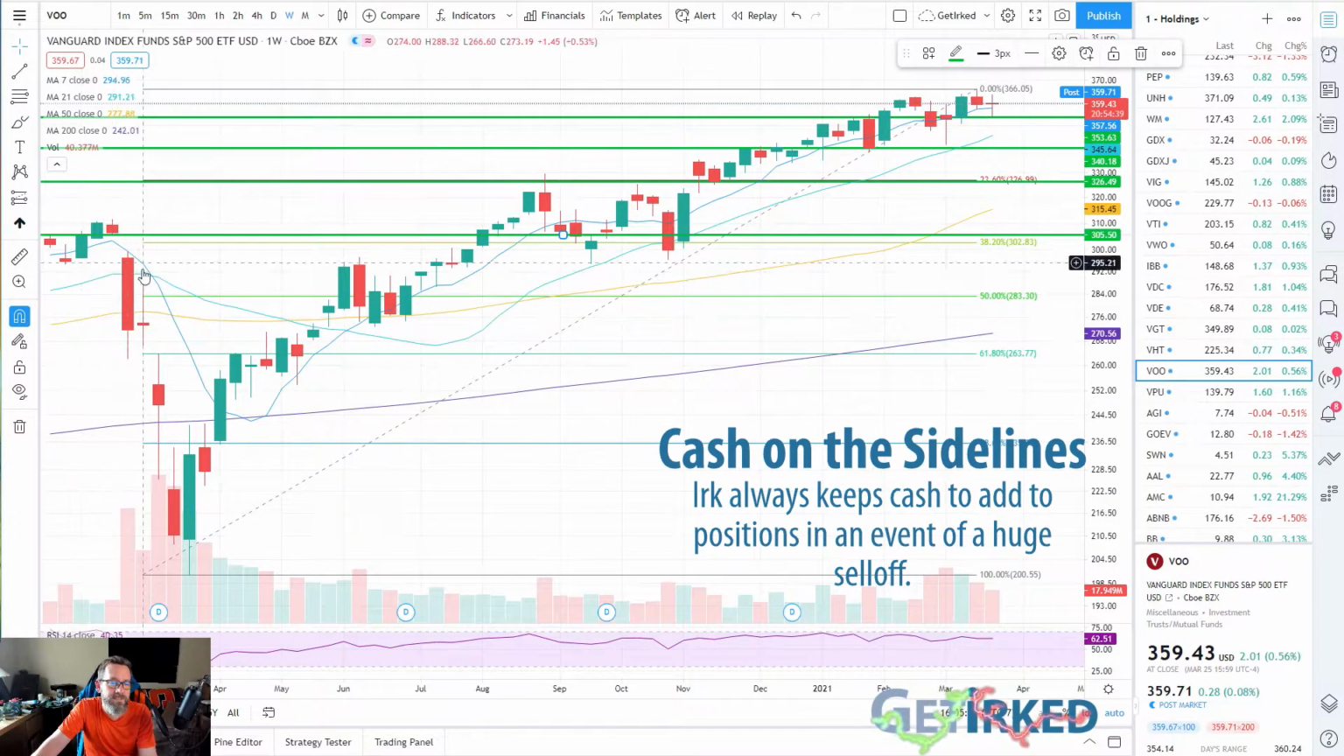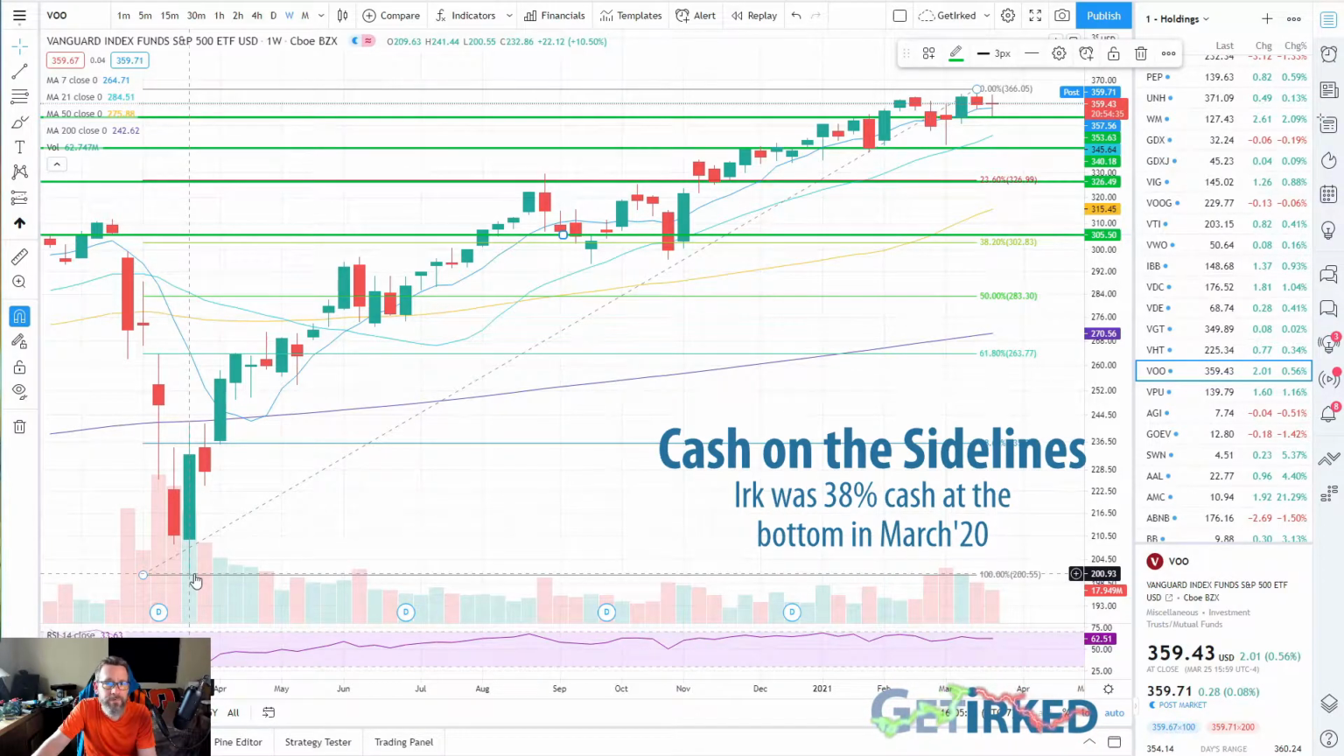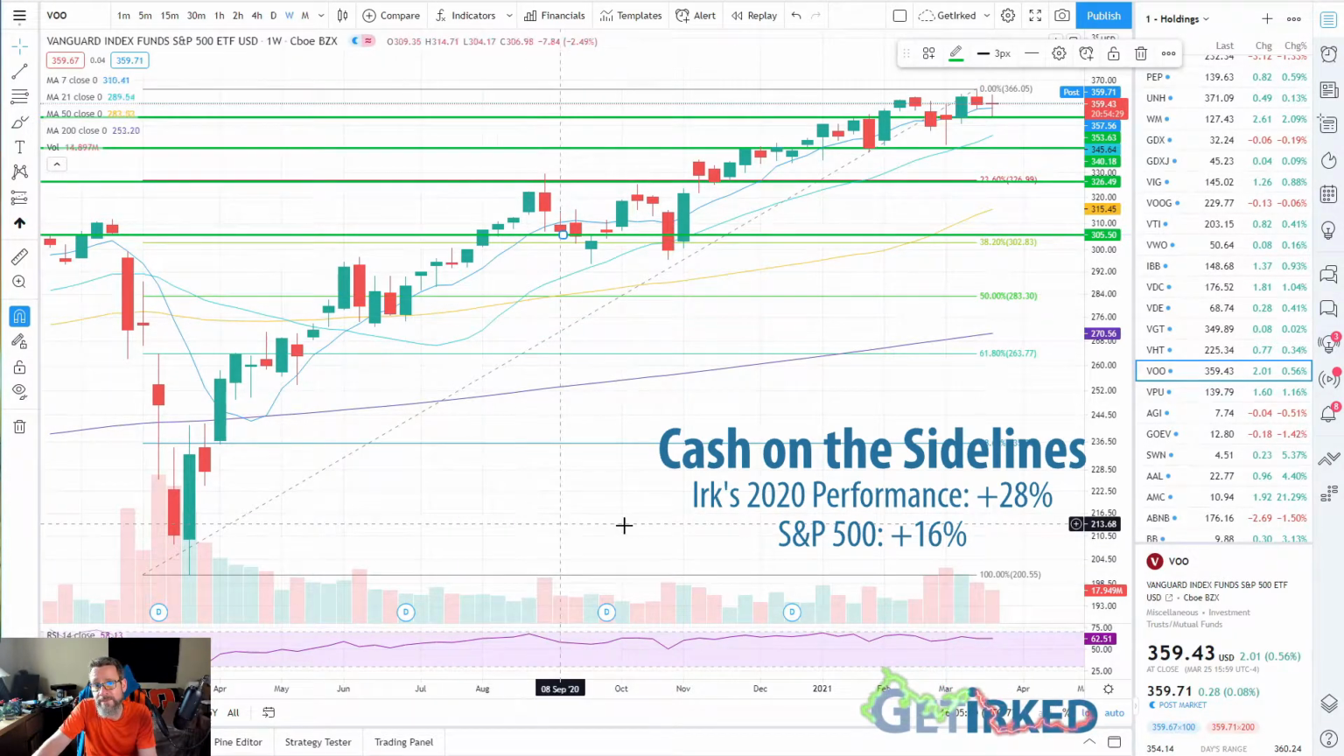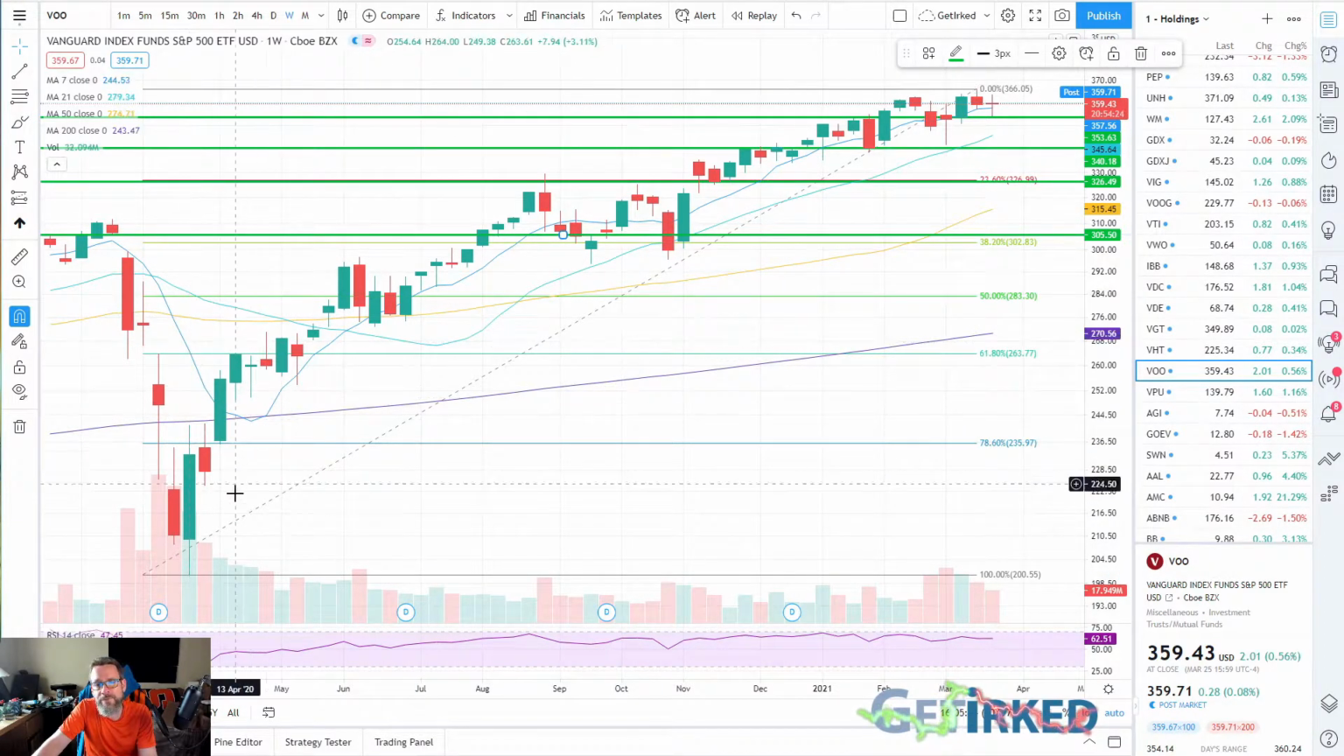When we went into this sell-off last March, even at the bottom, I had 38% of my portfolio in cash, and at the end of the year, I still finished at about 28% up versus the S&P 500 16% up. Having cash on the sidelines enables you to be able to buy all the way down, even if you don't know how far down we're going to go.